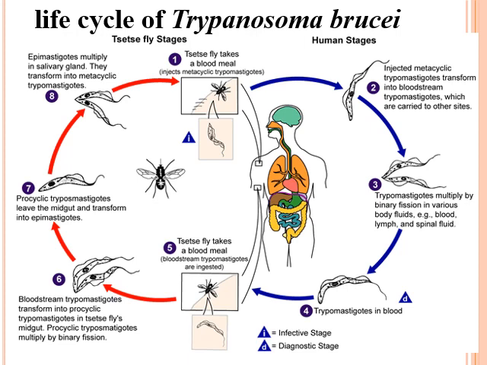When the vector feeds or takes a blood meal from the infected person, it will take the trypomastigotes into the gut. These trypomastigotes in the gut of the vector will transform to the epimastigote transit stage and replicate by binary fission, then migrate to the proboscis of the vector's head and recycle the life cycle.